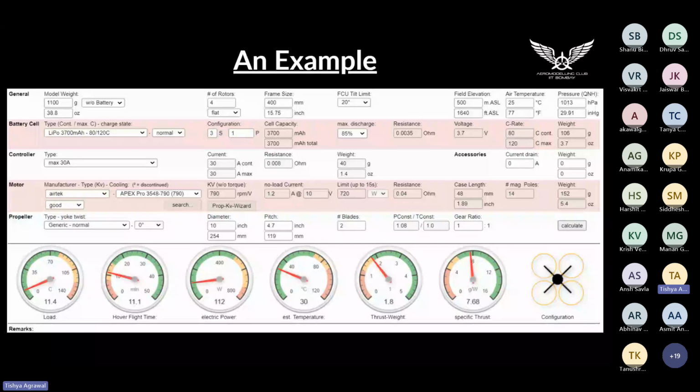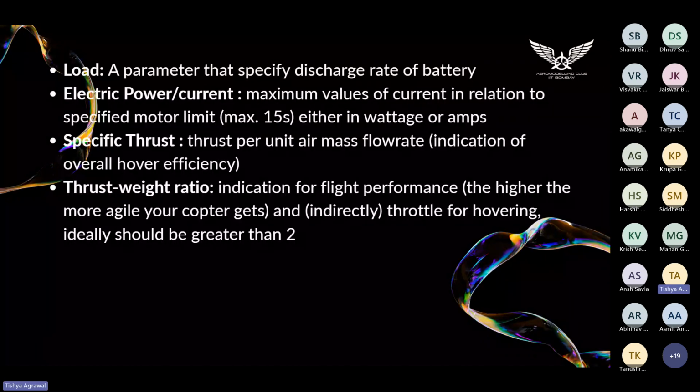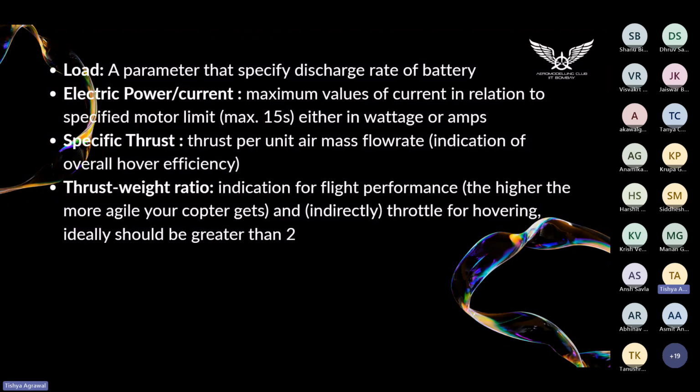The last parameter is specific thrust. The specific thrust is something related to the overall efficiency of the propeller, because it represents the thrust which is getting produced per unit air mass flowing through the propeller.